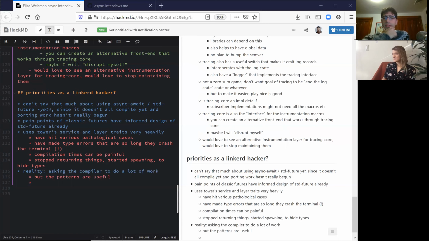I've heard other people say this specifically around Tower. I think it would be nice if the solution was that there's an alternative to Tower that's better and doesn't have this problem. But I think it's more of a problem with the pattern of composing a deeply nested set of generics.